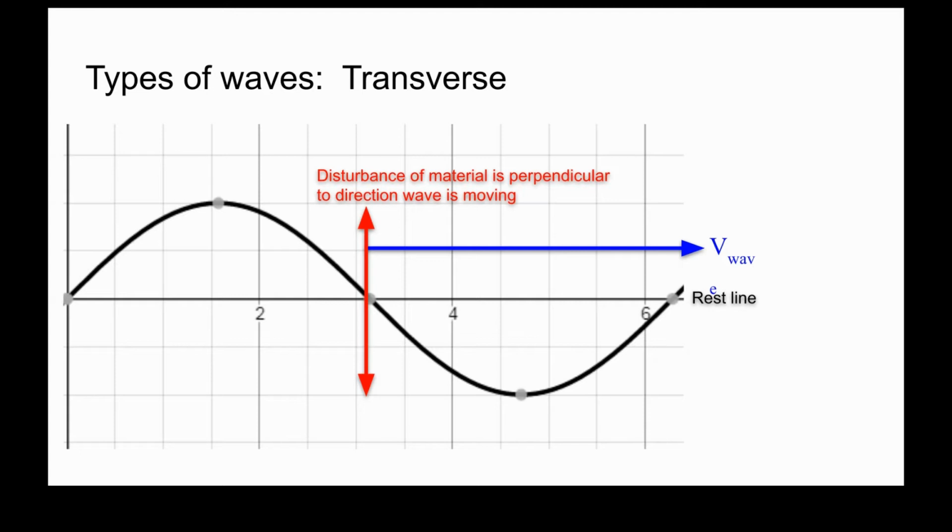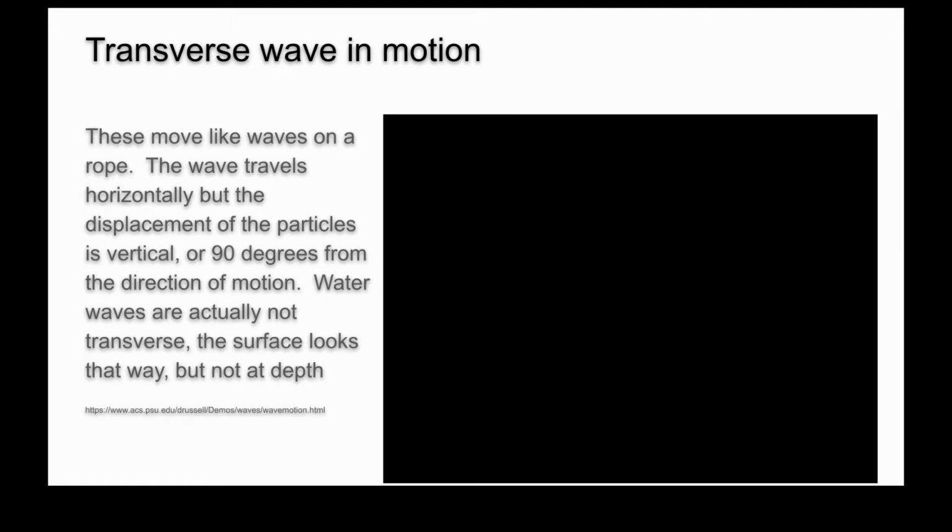Here's a typical transverse wave. It's a wave like on water, or you can do with a rope. The direction of the wave, V wave in blue, and the motion of the particles in the wave itself are 90 degrees apart, and that's why we call it transverse. Oddly enough, the surface of water is not a transverse wave. It does something a little bit more complicated.